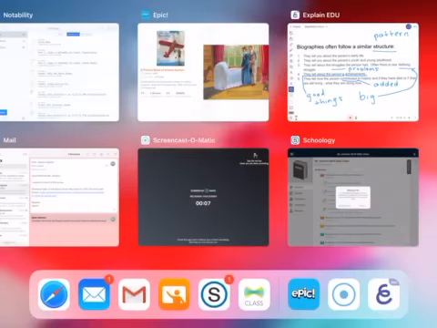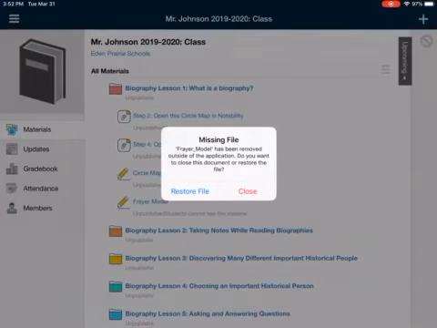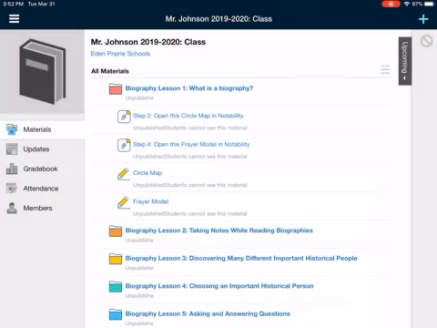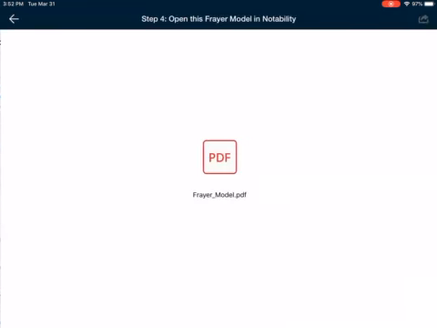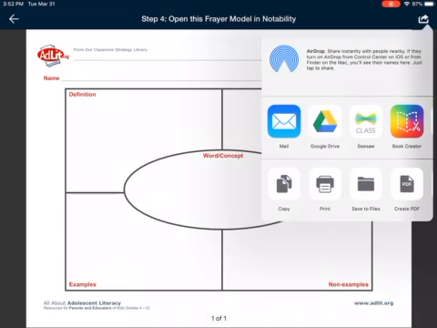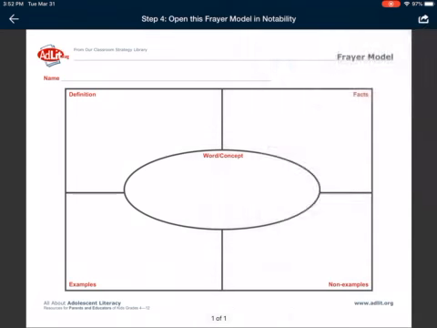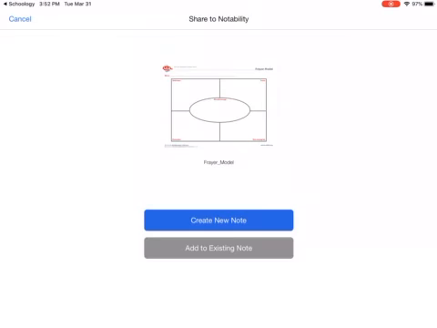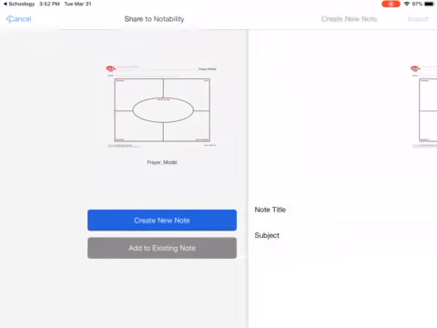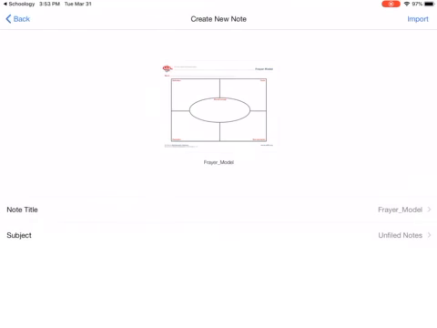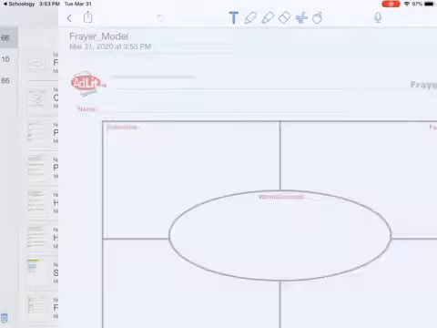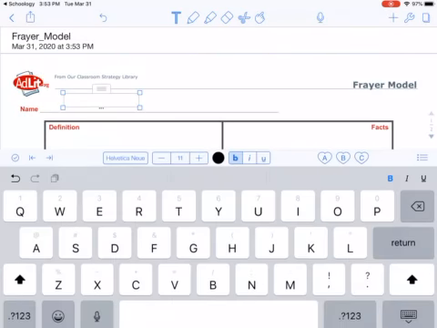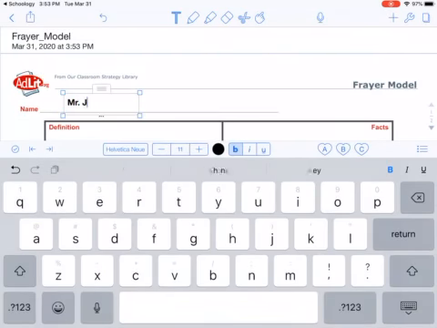We also, after we're done reading, we're going to finish our thinking about biographies by doing step 4. So back in Schoology, it says step 4, open this Frayer model in Notability. I'm going to send it to Notability, and you can do the same thing too. Remember, I always do create new note, and in the top right corner, I hit import. And then I'm going to make sure I get my name in there. Make sure you write your name just so I know whose is whose.